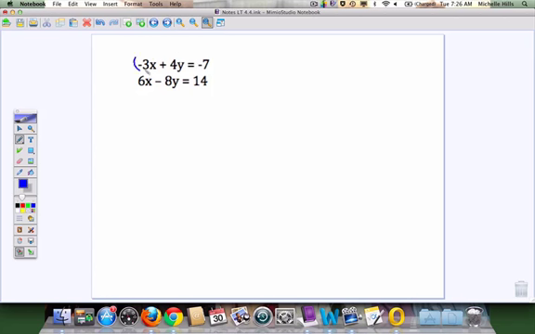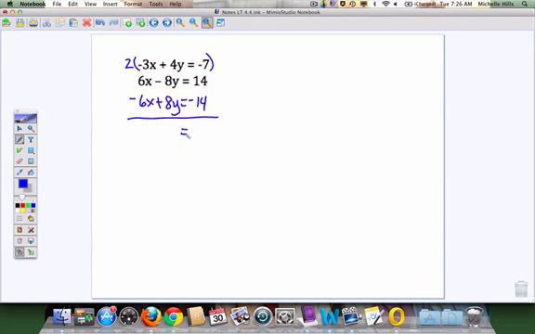Again, I don't have opposites already, but if I multiply the first equation by 2, this would make this a minus 6x, which would be opposites with this plus 6x. So 2 times a negative 3x is a negative 6x. 2 times a positive 4y is a positive 8y. And 2 times negative 7 is negative 14.